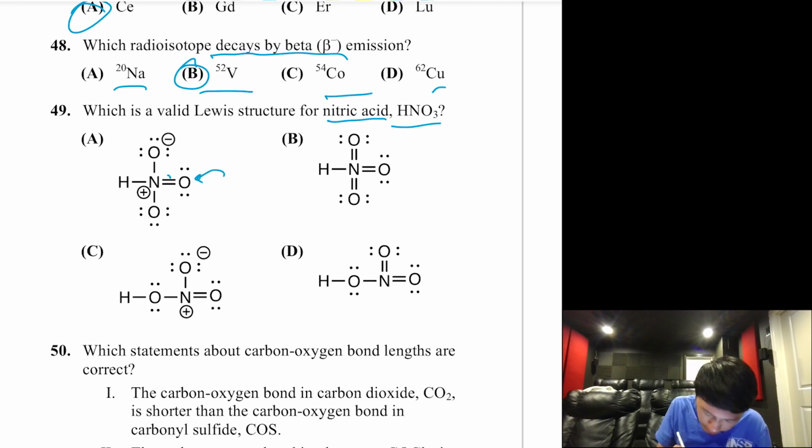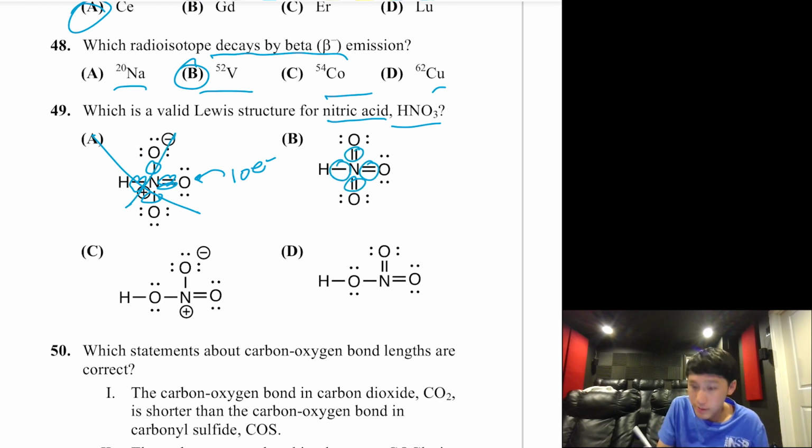Here, we have 1, 2, 3, 4, 5 bonds around nitrogen. Each bond is 2 electrons. That's 10 electrons on the nitrogen. So this does not follow the octet rule. A is wrong. For B, we have 2, 4, 6, 7 bonds, which is 14 electrons. Still violates the octet rule, so B is wrong. This one, we have 1, 2, 3, 4, and that's going to be 8 electrons. That does follow the octet rule, so C is definitely a possibility.